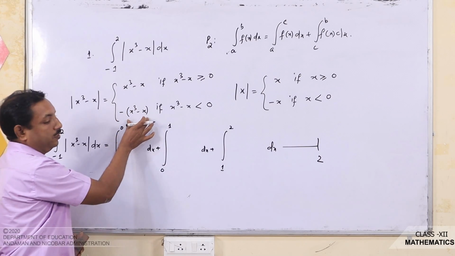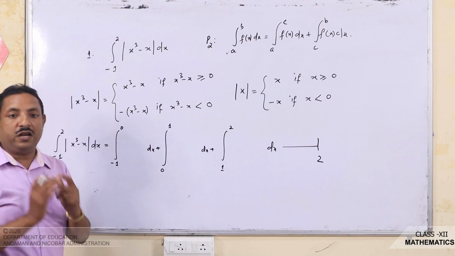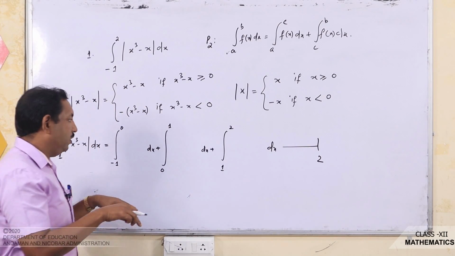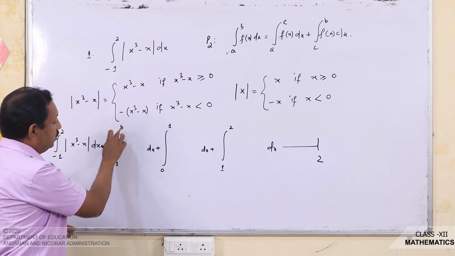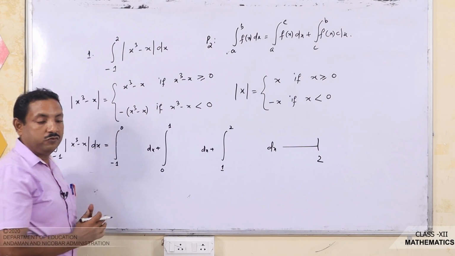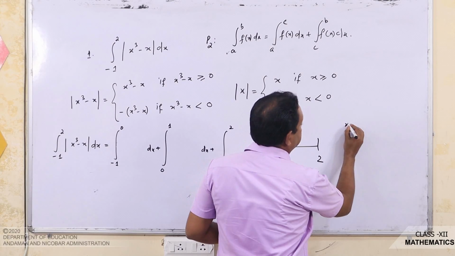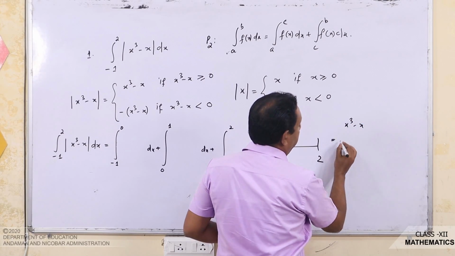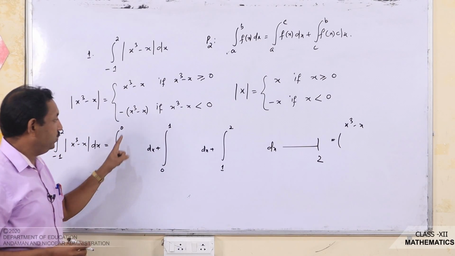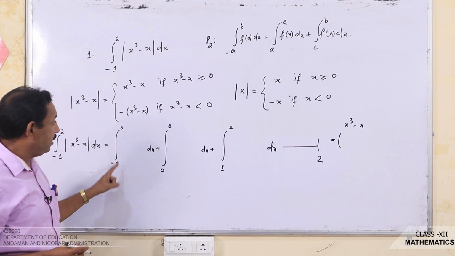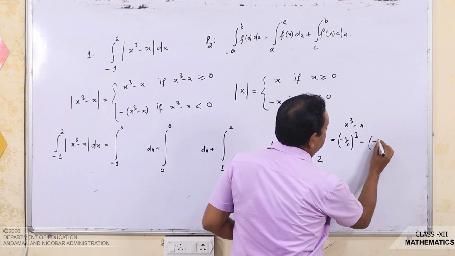For that we have to check whether we are getting a positive value or a negative value within this interval. Suppose you put one value between -1 and 0 into this function. Suppose I put x cube minus x, and I put minus 1 by 2, which lies between -1 and 0. That means minus 1 by 2 whole cube minus minus 1 by 2.